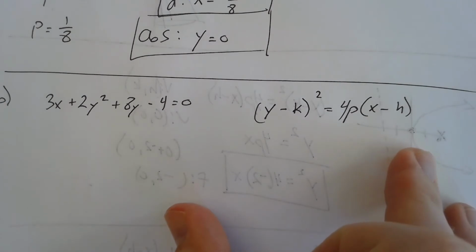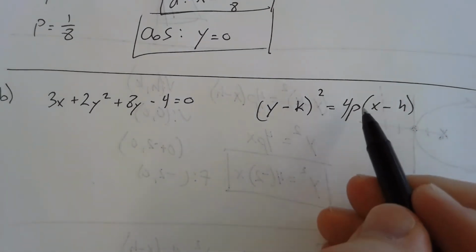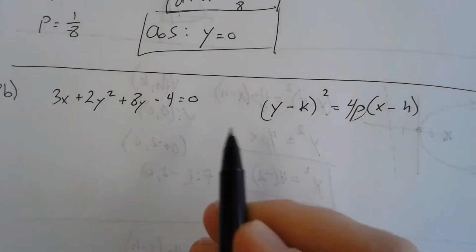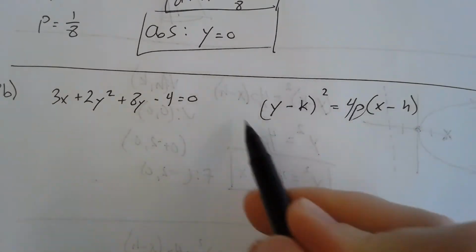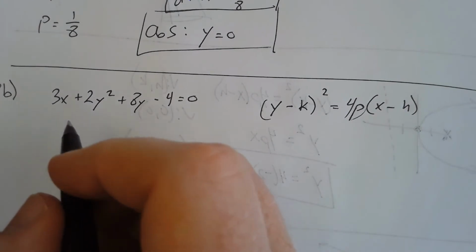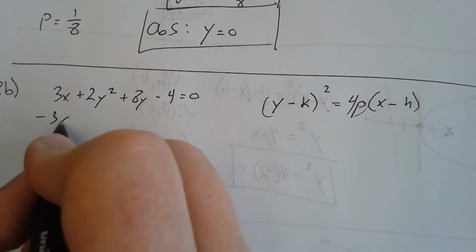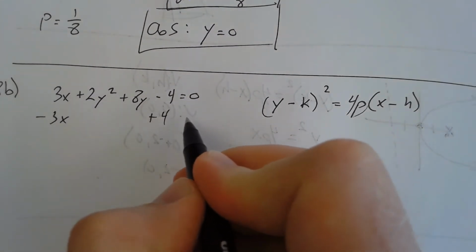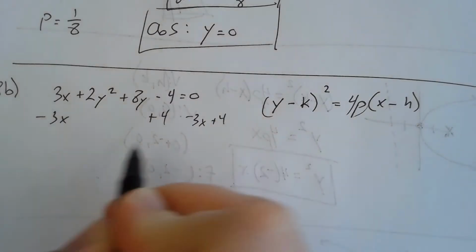So that means I'm going to go through the steps of first getting it into, well, a number times x minus h and y minus k squared. For me to do this, I'm going to have to backtrack to some understanding of previous content. I'm first going to subtract the 3x from both sides. I'm also going to add the 4 to both sides. This will allow me to get all my y terms to one side.